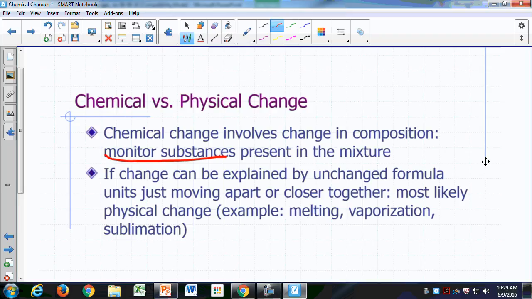But in general, if you're just looking at observations and can't do that, then one thing you could do is try to explain what you're seeing in terms of what must be going on at the atomic level. If you can explain what you're seeing by just thinking about formula units unchanged, like molecules unbroken, and they're just moving apart or closer together, then most likely what you're seeing is just a physical change. So for example, melting, vaporization, sublimation, changes in physical states are just physical changes. They're not chemical changes.